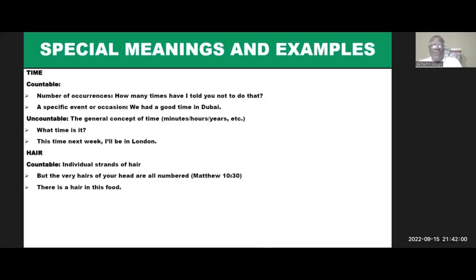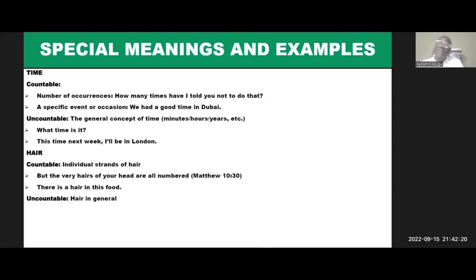Then we can also use it in another example. There is a hair in this food. All right. Or I found two hairs in the soup. Okay. So something like that.